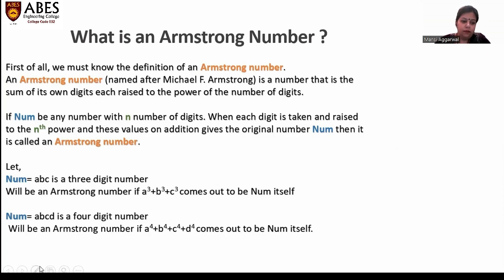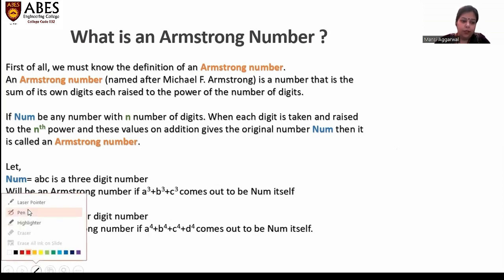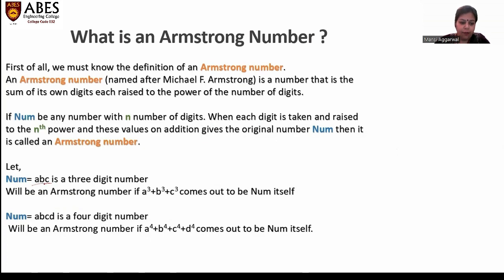Let us consider a three-digit number denoted by A, B, and C, where A, B, C are its individual digits. Then A cube plus B cube plus C cube, if it comes out to be ABC itself, then it is an Armstrong number. In a similar way, if ABCD is a four-digit number, where A, B, C, D are its individual digits, then A raised to the power 4 plus B raised to the power 4 plus C raised to the power 4 plus D raised to the power 4, if it comes out to be ABCD, then it is called an Armstrong number.